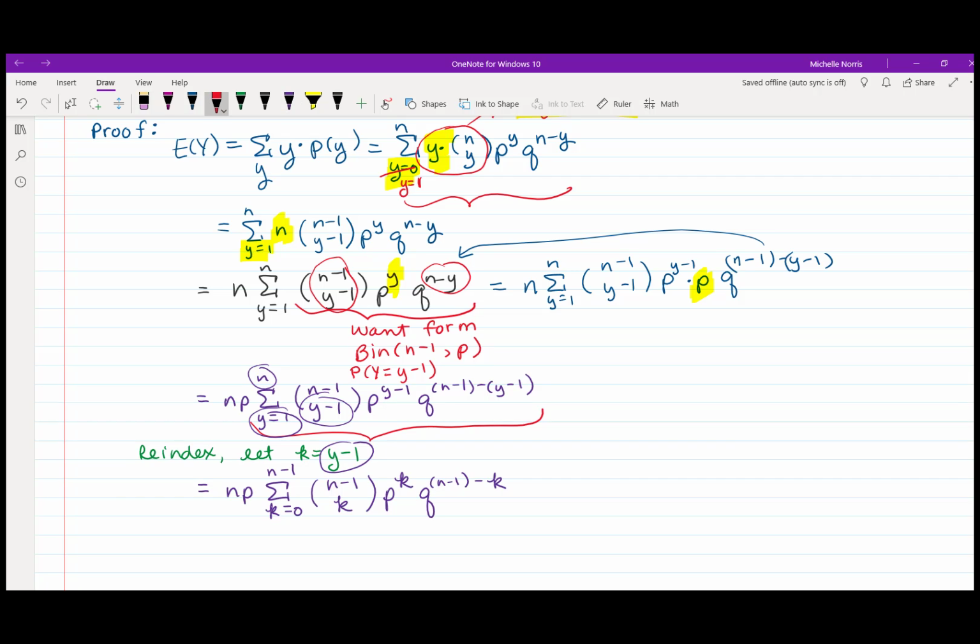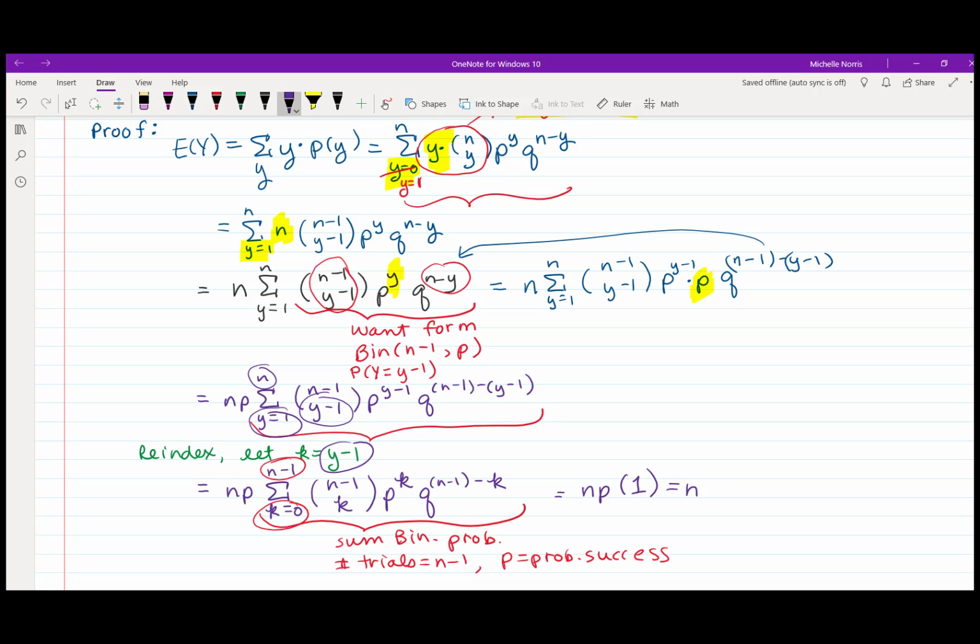Okay, so hopefully now it's easier to recognize this summation as the sum of all the binomial probabilities, if the number of trials is equal to n minus 1, and p is the probability of success. So notice we need a sum from 0 to n minus 1. That's actually what we're doing. And this is what the binomial distribution would look like for the probability y equals k. So that entire summation becomes 1. And so I'm going to get n times p times 1, which is just np.